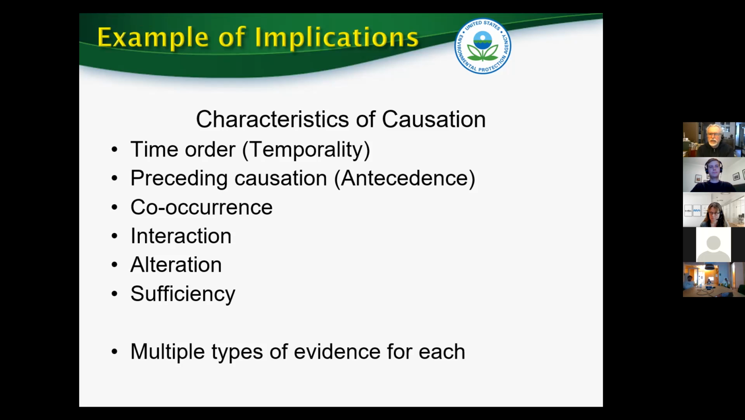Co-occurrence, of course, between the causal agent and the affected entity. Interaction of the agency and the entity, so that's like body burdens and biomarkers and that sort of thing. Or if you're not dealing with a chemical, it could be something like boat propeller cuts on a manatee. Alteration is actual changes in the affected entity that are preferably characteristic of the putative cause. And finally, sufficiency. This is, you have an exposure response relationship that shows that there was sufficient exposure to cause the effect. And you can have multiple types of evidence for each of these implications, but we feel that this is a good standard set of characteristics of causation.